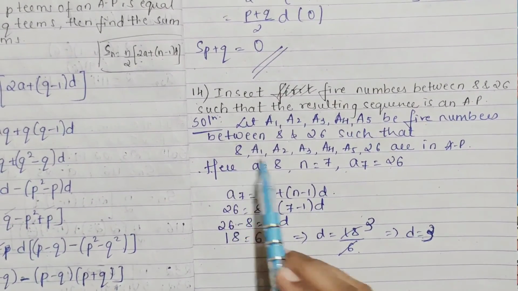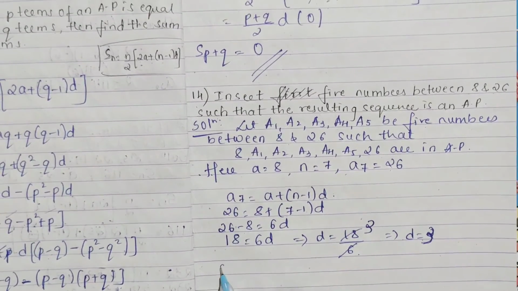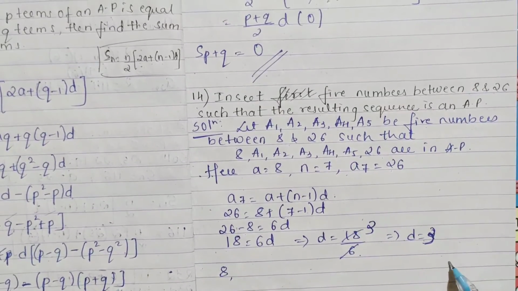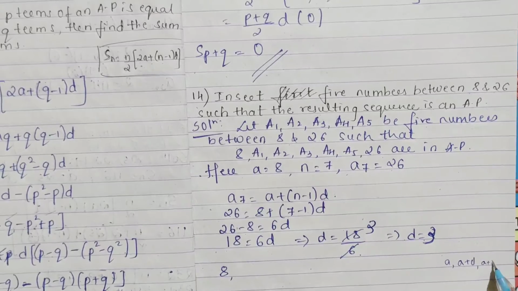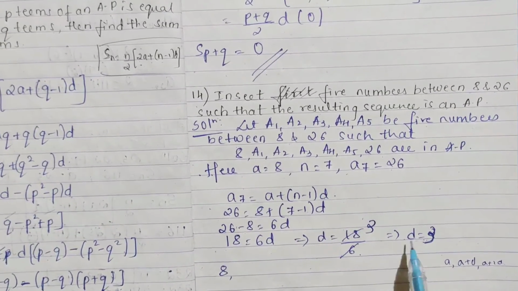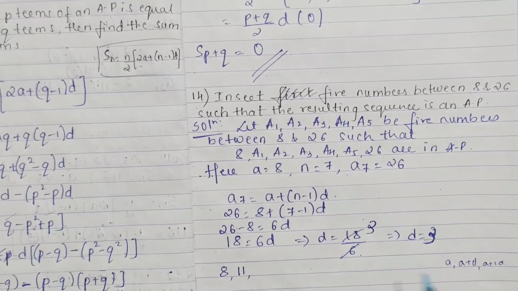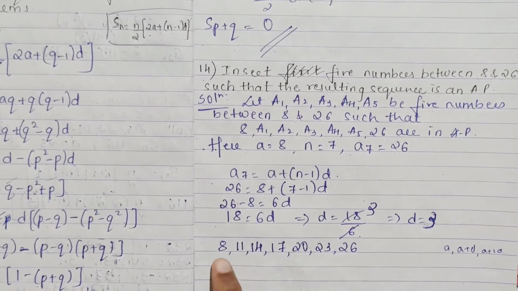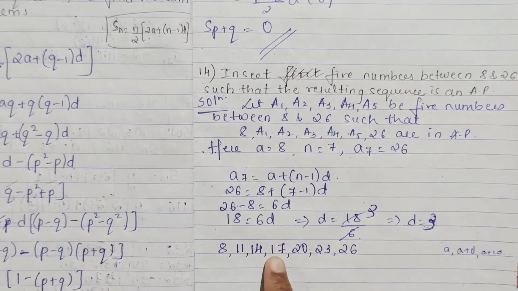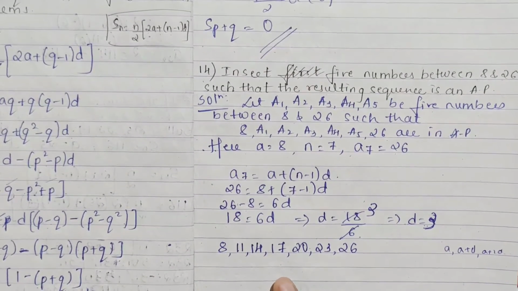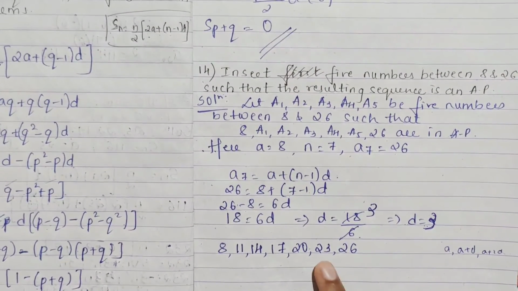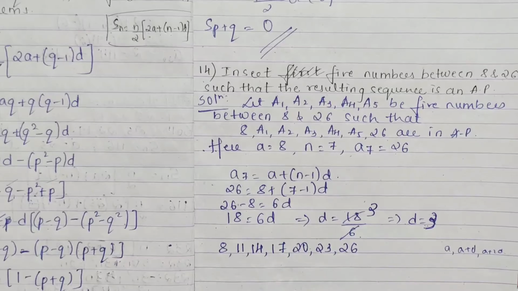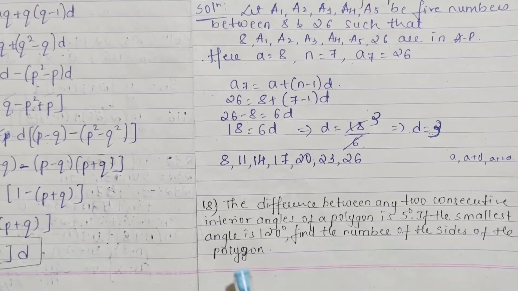So with the difference that you have got, we can easily find the AP. Your first term is 8, and D is 3. So the AP is A, A plus D, A plus 2D. So A plus D is 8 plus 3 is 11. Again 11 plus 3. Like this you should go on adding D. So 8 plus 3 is 11, 11 plus 3 is 14, 14 plus 3 is 17, 17 plus 3 is 20, 20 plus 3 is 23, 23 plus 3 is 26. So this is the sequence which you have got. Okay. Last question, 18th one.